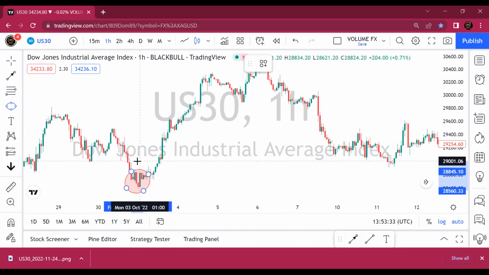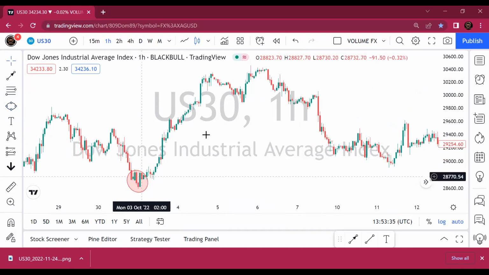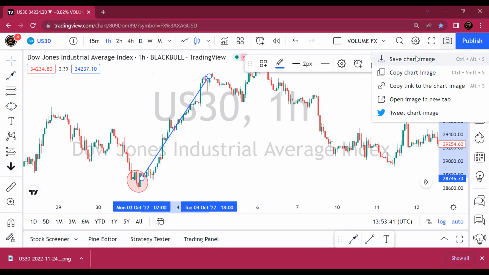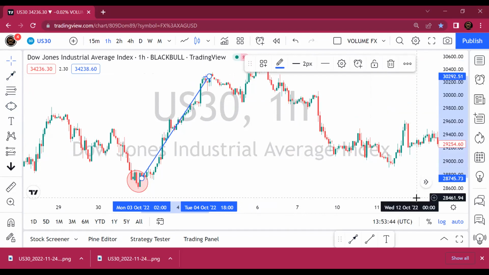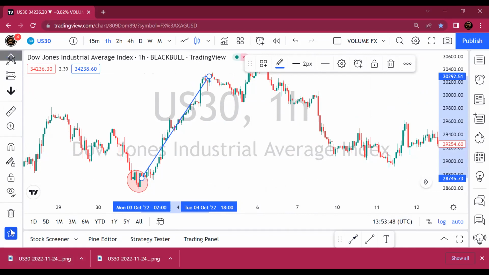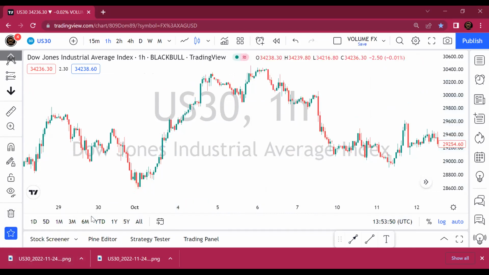Something clean goes up. You see, it went all the way up. That is Dow Jones, and those are so many pips. Almost 2,000 pips. Yeah, 2,000 pips. Okay, good. Do you have a question? This is the time for questions.